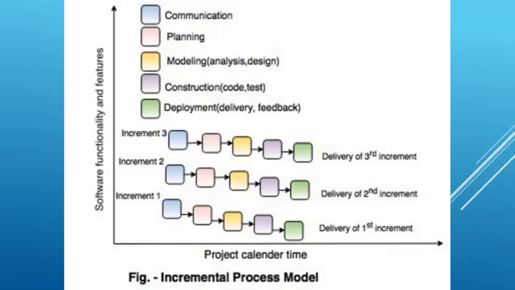Suppose we are taking all these 5 phases in increment 1. In increment 1, we take the initial requirements from the customer. That means in increment 1, we are taking the initial requirements from the customer through the communication phase, planning, modeling, construction, deployment. Through all these 5 phases, we are taking the input from the customer and deploying it to the project.